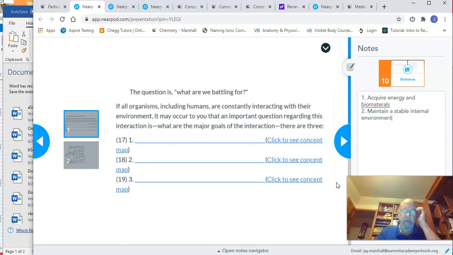The second goal that I have is to maintain a stable internal environment. Okay, hopefully this makes sense. Everything inside my body needs to be stable. I need to have the same temperature. I need to have the same oxygen levels. I need to have the same sodium levels and potassium levels. Everything in my body needs to run at a stable state. Okay, and we'll find out that the word for maintaining a stable internal environment is homeostasis.